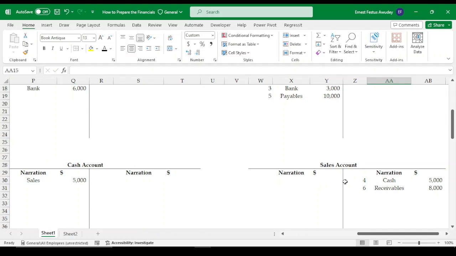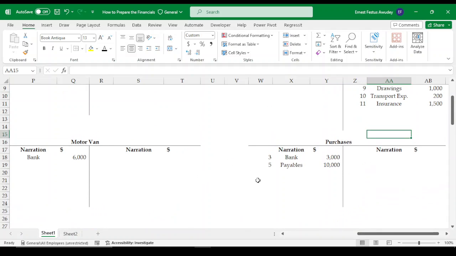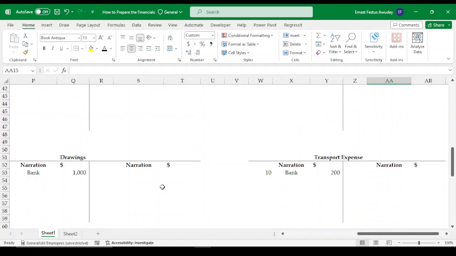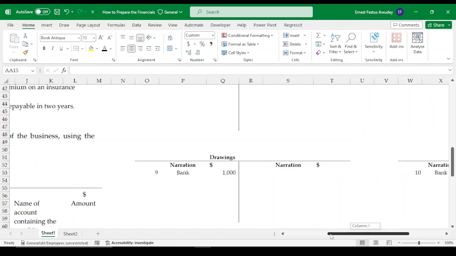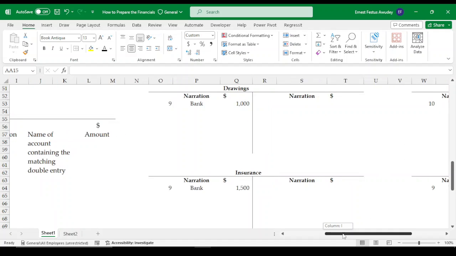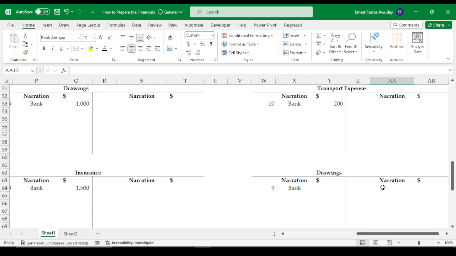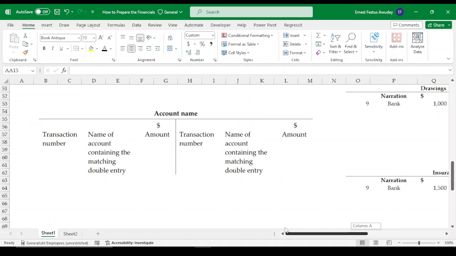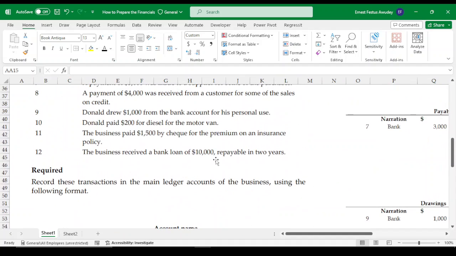So as you can see, the transactions we are entering here are very dynamic. As you can see with the drawings, when I copied the drawings account and I made a change, it's reflected in our bank account as well. So what you are seeing here is fully automated, and I'm going to teach you how to understand the automation just after we are done entering these transactions. So let's go to the last transaction and see what is there.